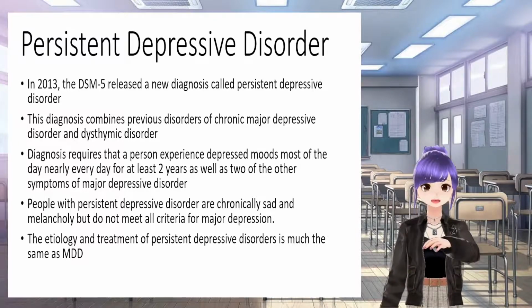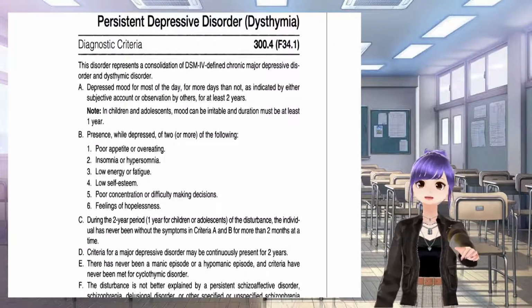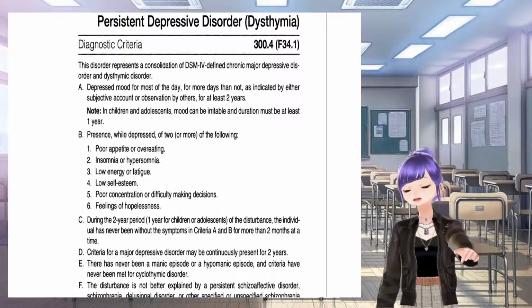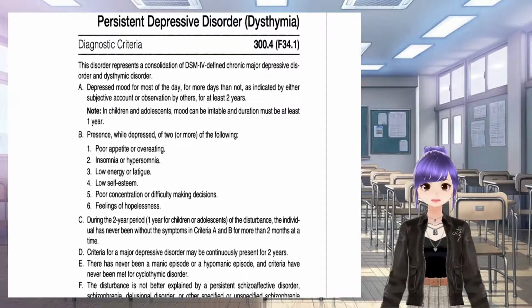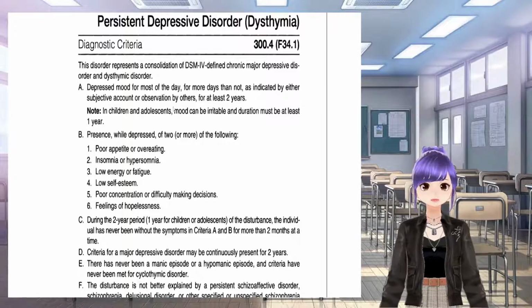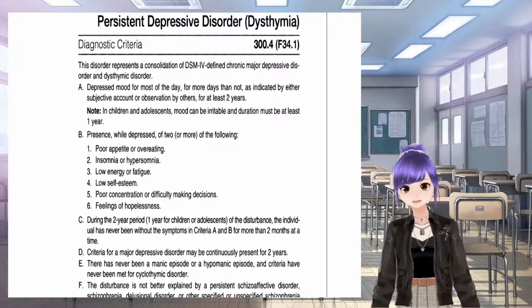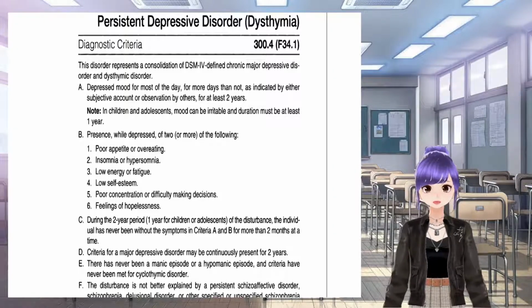However, episodes of full-blown major depressive disorder can occur during persistent depressive disorder. So this is the diagnostic criteria for persistent depressive disorder or dysthymia. The only difference between MDD and persistent depressive disorder is, first, the time limit. So at least 2 years before your clinician can diagnose you with PDD.